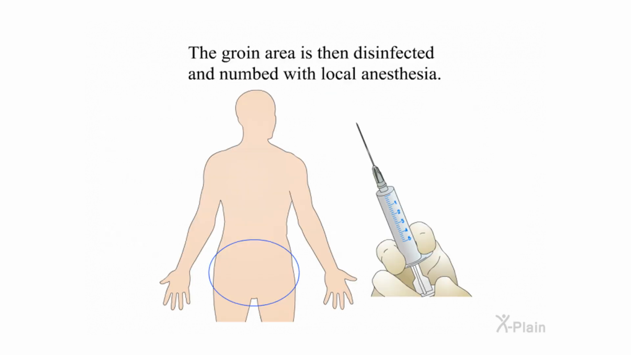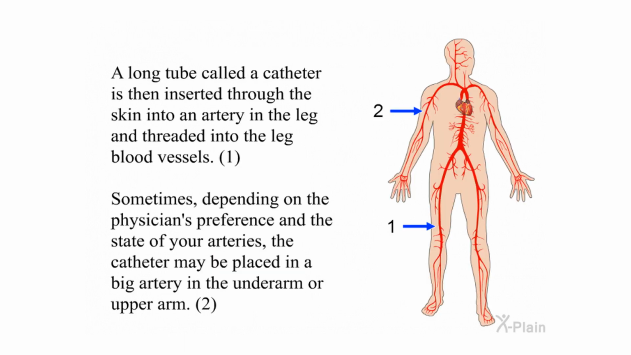The groin area is then disinfected and numbed with local anesthesia. A long tube called a catheter is then inserted through the skin into an artery in the leg and threaded into the leg blood vessels. Sometimes, depending on the physician's preference and the state of your arteries, the catheter may be placed in a big artery in the underarm or upper arm.